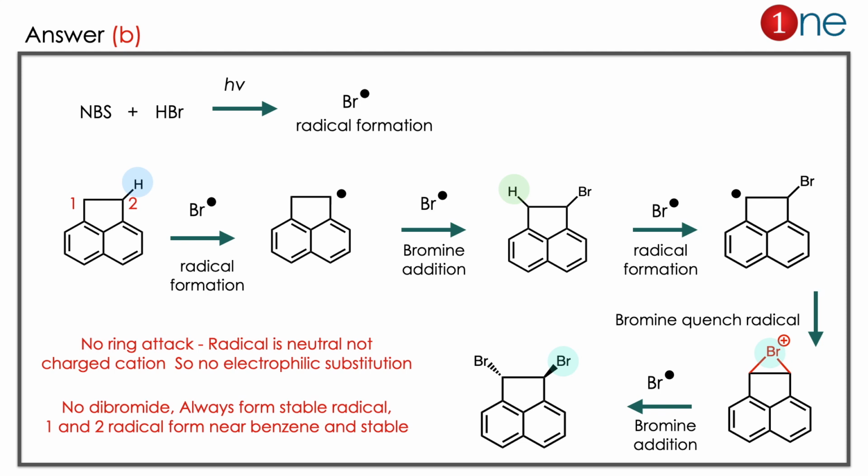Here you have to learn two things. One is free radical formation. Free radical formation is always probable when you have light and NBS. So always free radical formation. The second thing is radical quenching. A radical has to be quenched in any way by some reagent. Here bromine is helping with the quenching. So bromine helps. That's why 1,2-dibromide formation will happen.